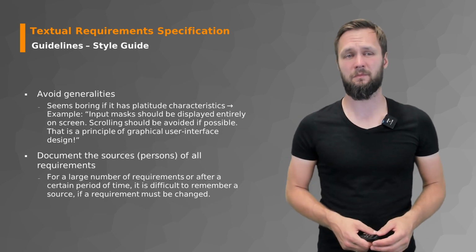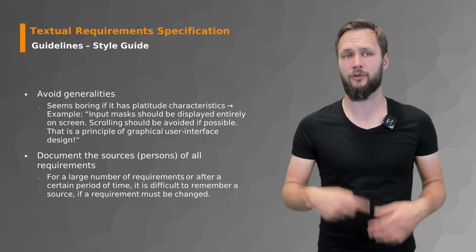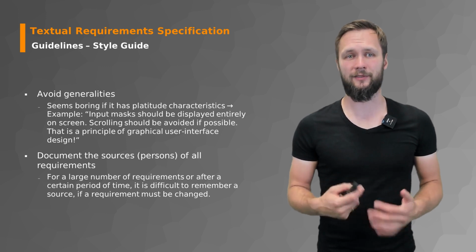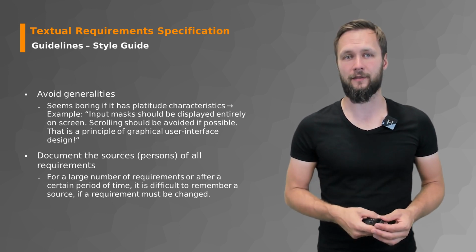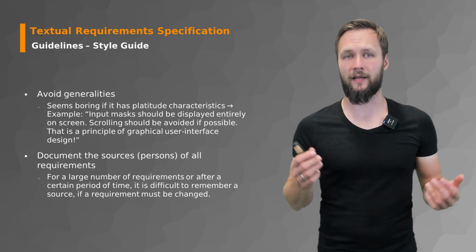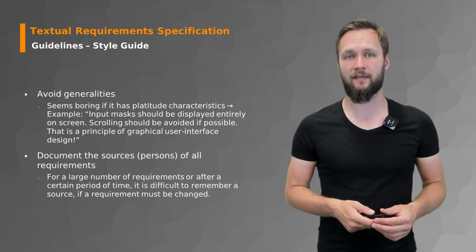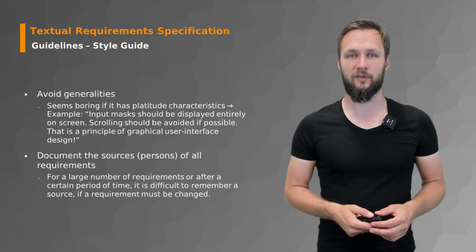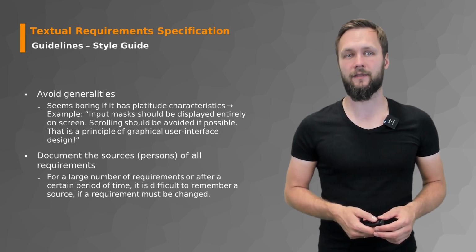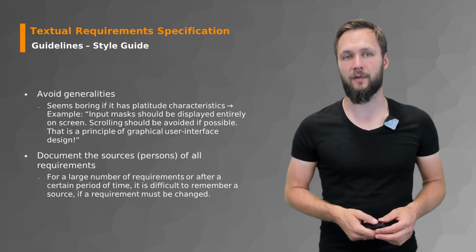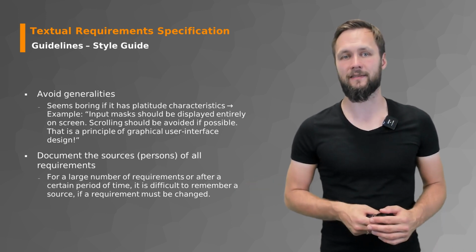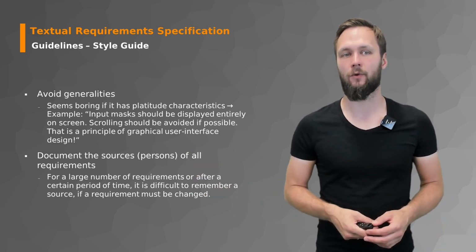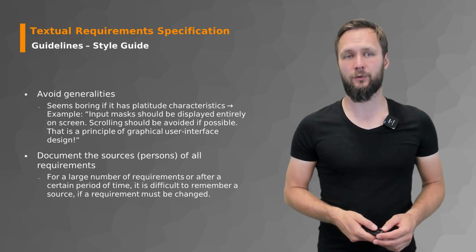And finally, try to avoid generalities, because usually they lead to ambiguities, as we have already discussed before, or there's just not really information in there. So here's an example where you have the statement: "Input masks should be displayed entirely on screen. Scrolling should be avoided if possible. This is a principle of graphical user interface design." So the last sentence is completely unnecessary and just adds text that no one needs. So generalities, avoid them. And document the sources.